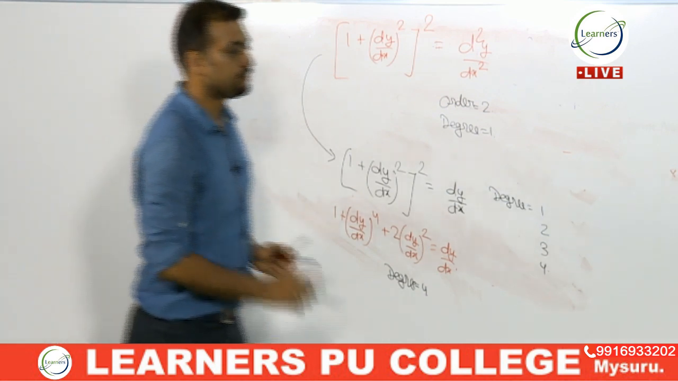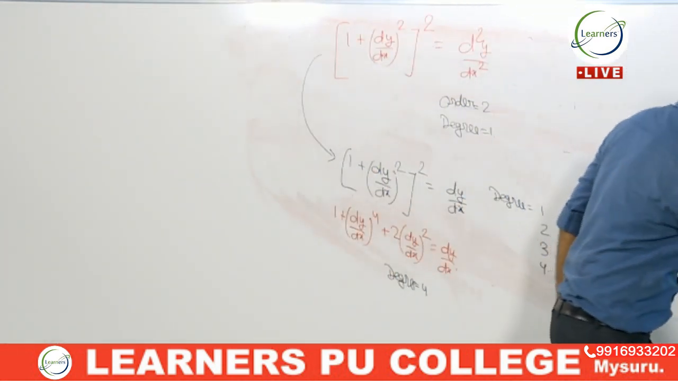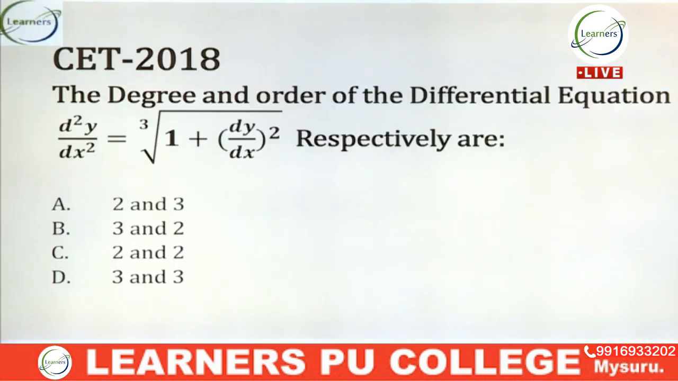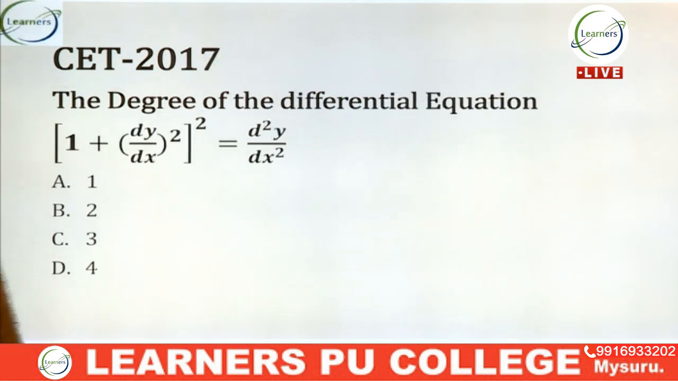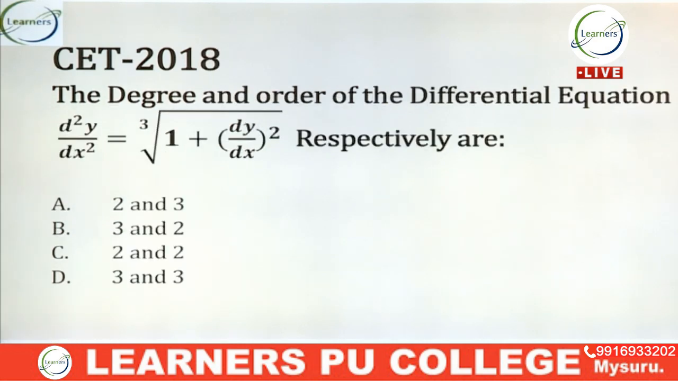Okay, now another problem. If you see CET 2014, CET 2016, CET 2000, and the last problem they asked in CET 2017, then CET 2018. So in alternate years you will get one problem based on order and degree of differential equation. That's why I have already told you this topic is quite important for the CET exam.